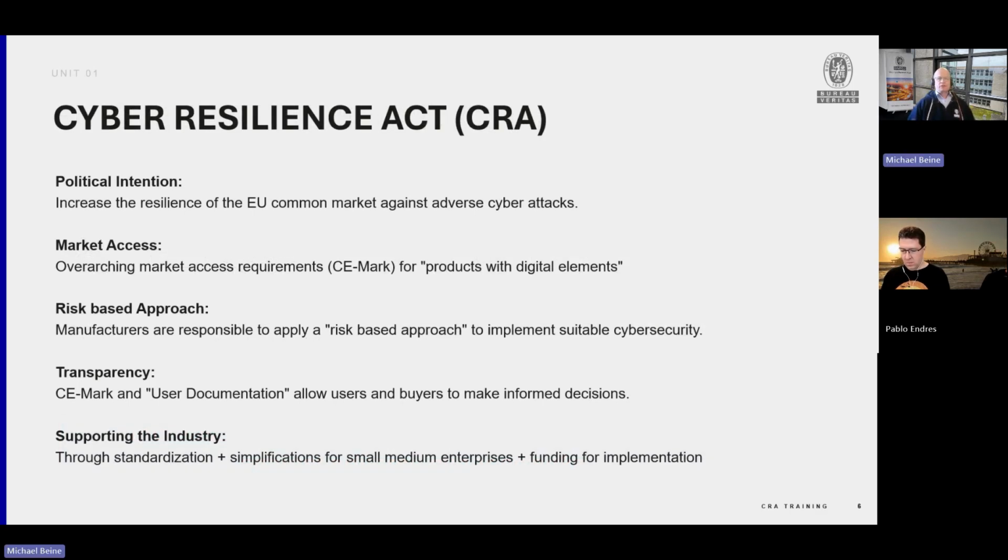So the political intention is clear. It is the overarching market access requirement under the CE marking. It is expected to have a relevance like the GDPR. Also, the GDPR was a broad and innovative regulation on how to regulate privacy, and it has a broad applicability.